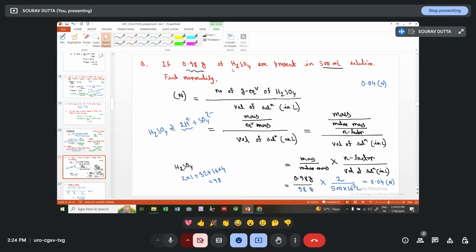So the molar mass of sulfuric acid is 98: 2 into 1 for hydrogen, 32 for sulfur, and 16 into 4 for oxygen, total 98. So 0.98 divided by 98. N factor value is 2. Here the N factor value is 2. And the volume of the solution is in liter, that is 500 ml. If I convert this value, 500 into 10 to the power minus 3 liter, and after calculation you will get 0.04 normal. Okay.